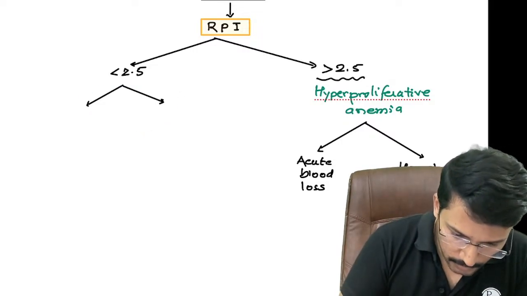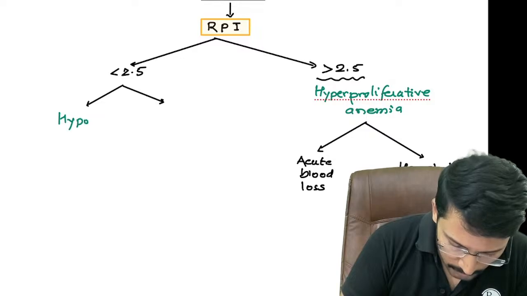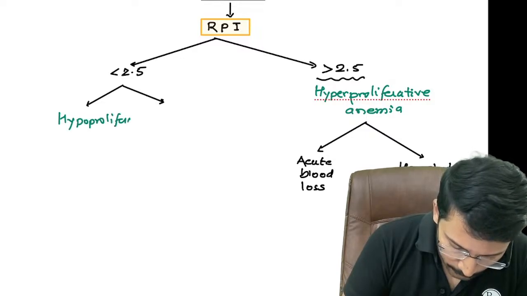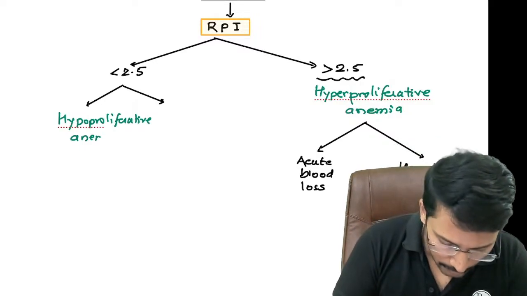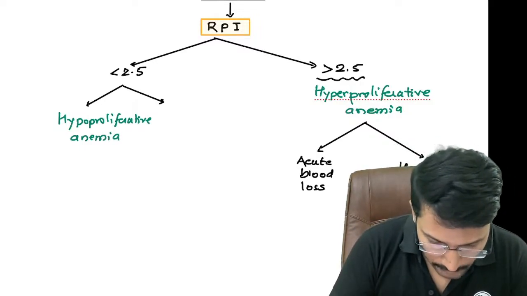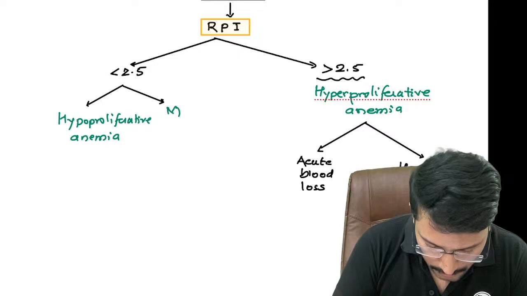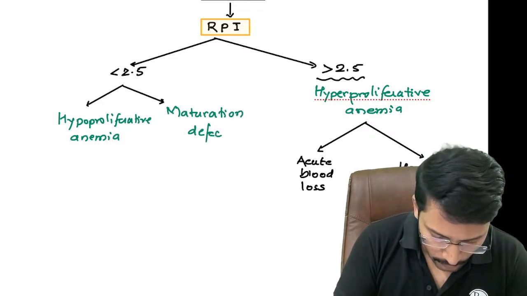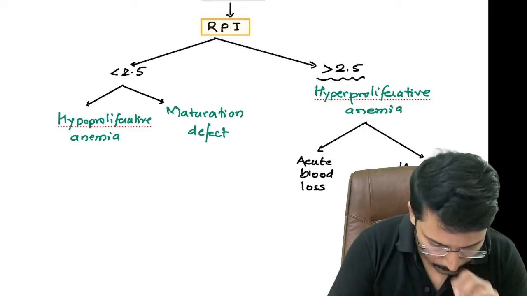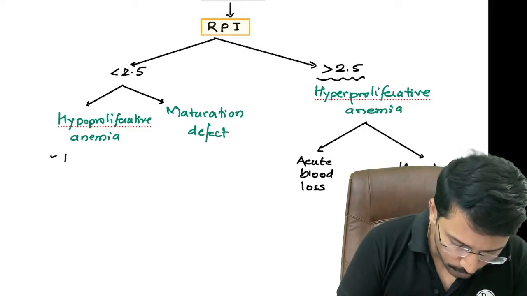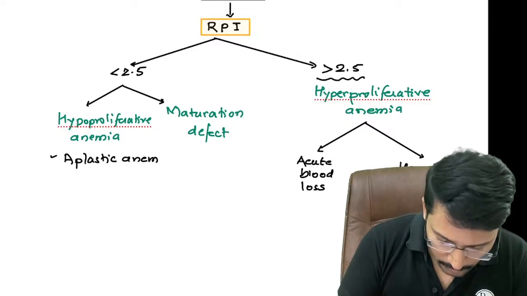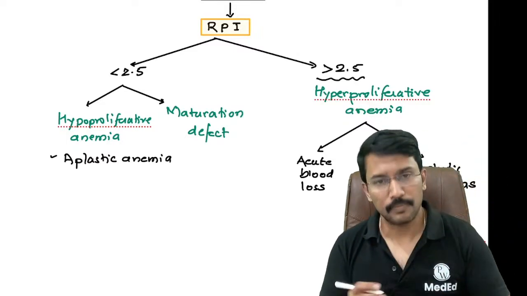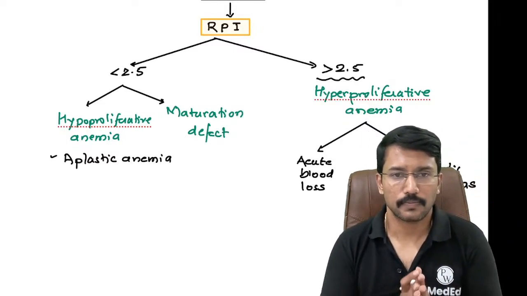The first one we call hypoproliferative anemias, where the RBC precursors in the marrow are not able to produce. And the second one is when you have a maturation defect. An example of hypoproliferative anemia is aplastic anemia. Can anybody tell me what aplastic anemia means? Aplastic anemia.